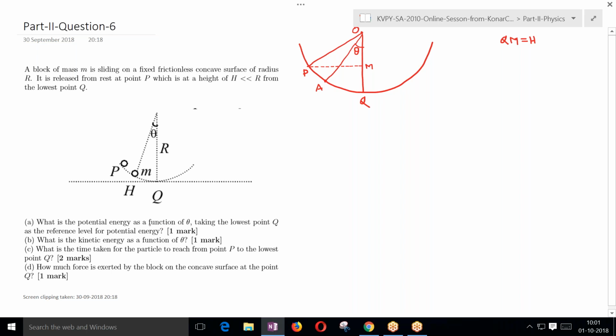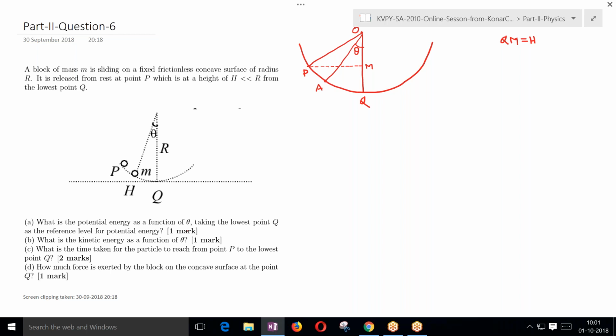What is the potential energy as a function of theta, taking the lowest point Q as the reference level for potential energy? That means Q is the point of reference. So at the point A, we need to express the potential energy in terms of theta, as a function of theta. Number two: what is the kinetic energy at the point A in terms of theta?